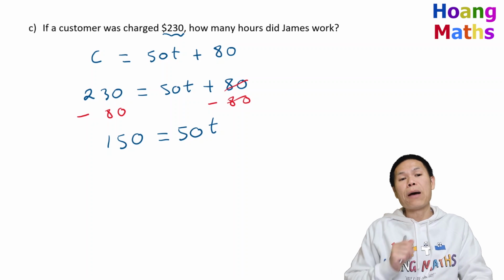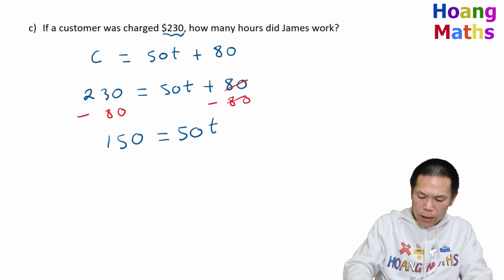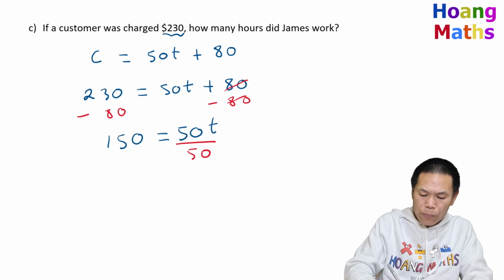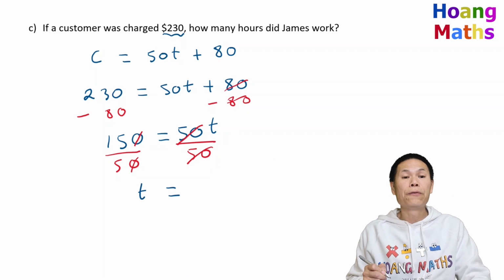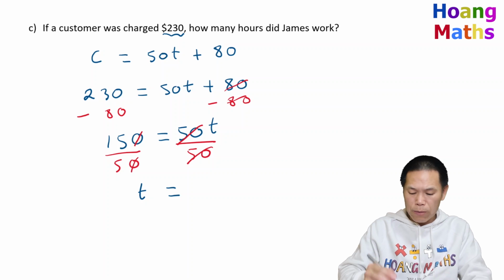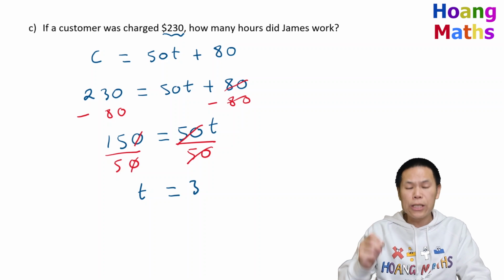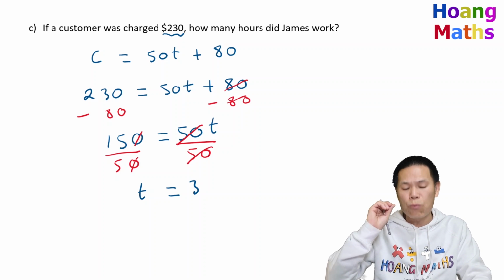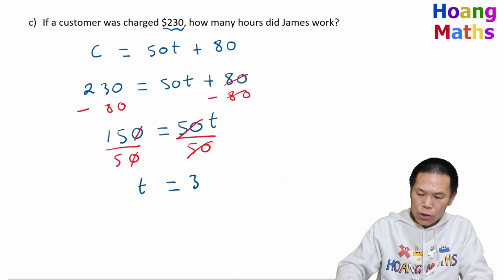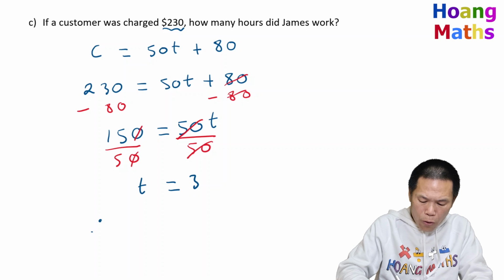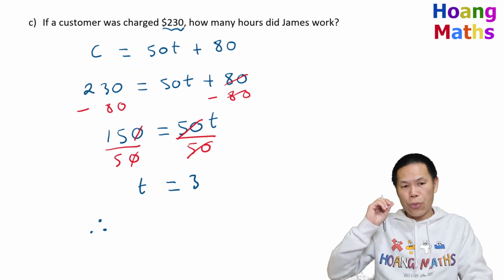Now I just divide by 50 on both sides. So I divide this by 50, I divide this by 50. So this cancels and this 0 cancels out. So T is equal to 15 divided by 5, which gives me 3. Or you can just simply put on a calculator 150 divided by 50 and you should get 3. Okay. So therefore, he works 3 hours.